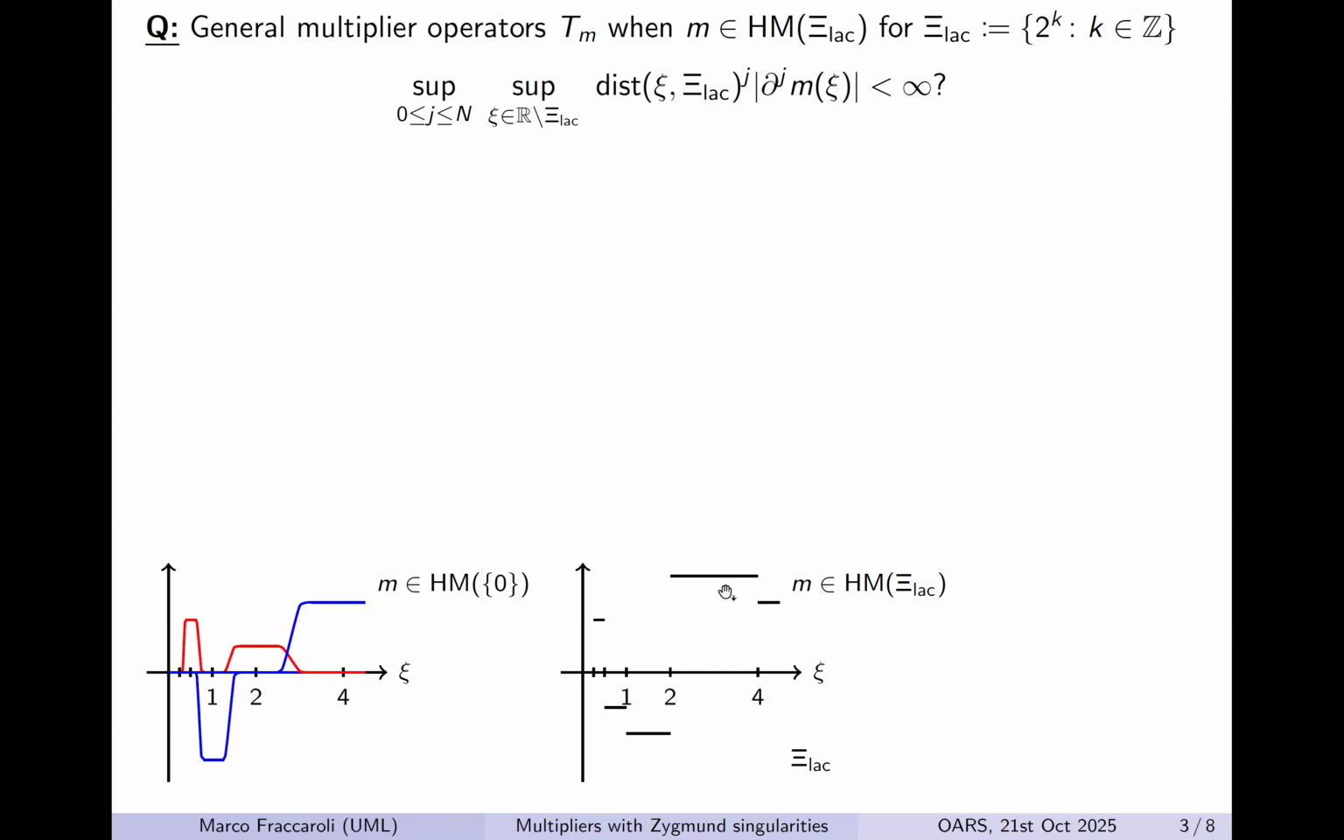Note that this multiplier is not going to be Hörmander-Mihlin with respect to the origin, but it still satisfies some smoothness and decay, no longer just with respect to the origin, but with respect to the collection of dyadic powers, which is the set Xi-Lac, the lacunary set. So again, we could ask what kind of estimates we expect for multiplier operators that satisfy the Hörmander-Mihlin condition, not with respect to the origin, but with respect to, for example, the lacunary set.